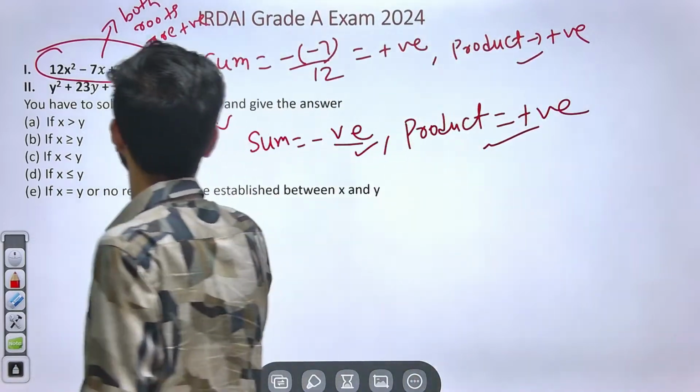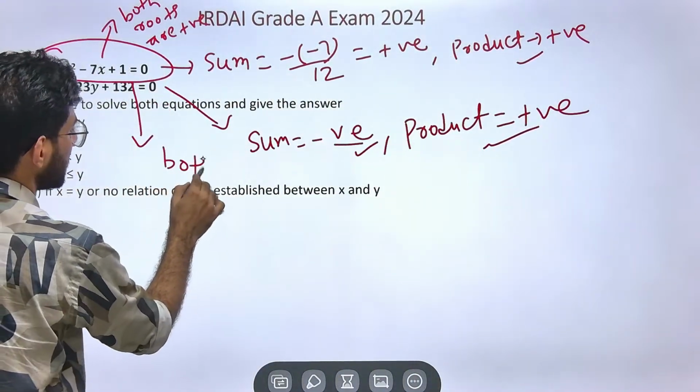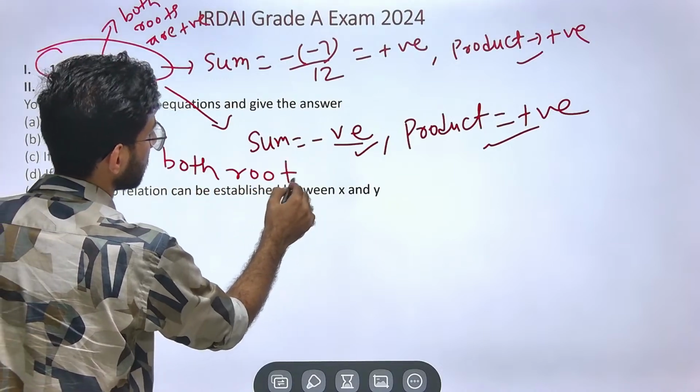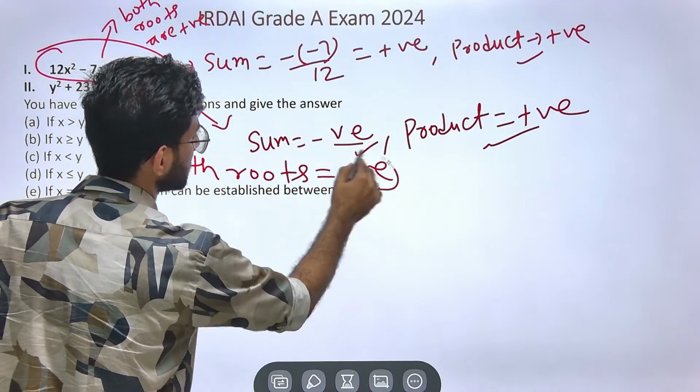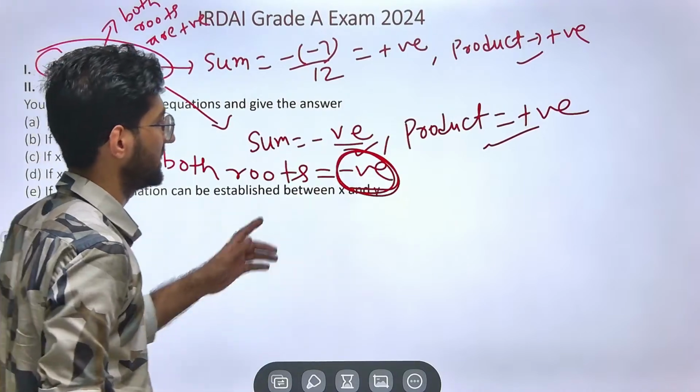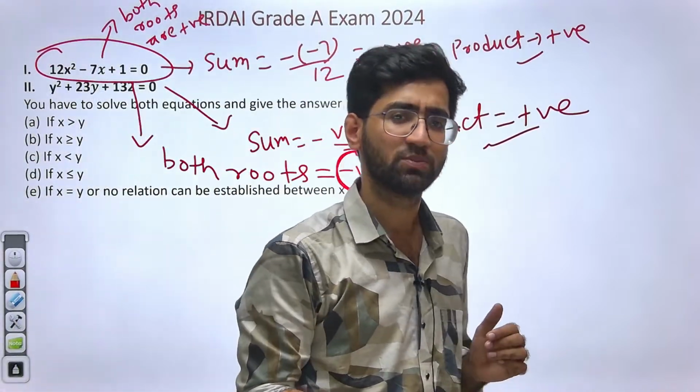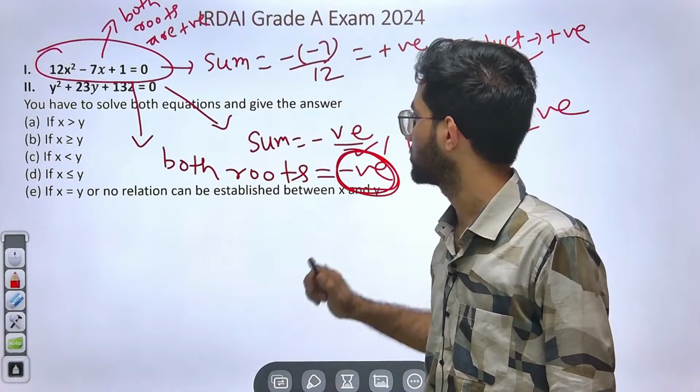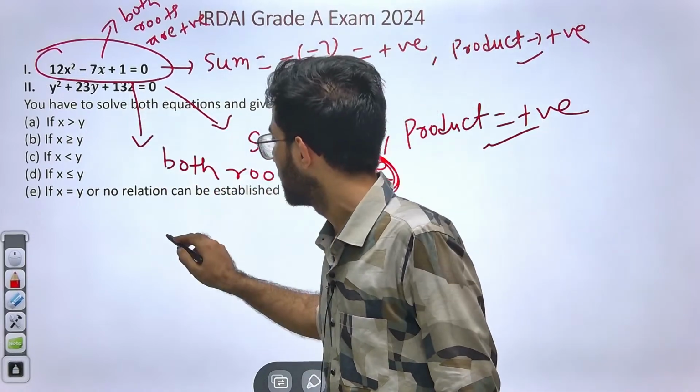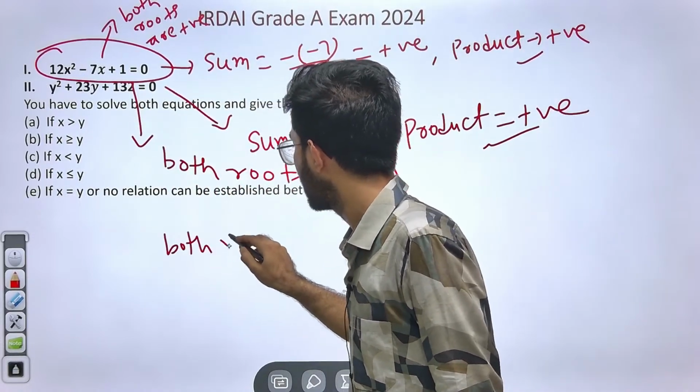It means that both roots are negative. You should remember, when the sum of the roots is negative and the product of the roots is positive, it means that both roots are negative. So basically both values of y are negative.